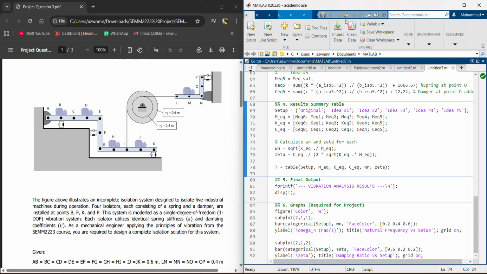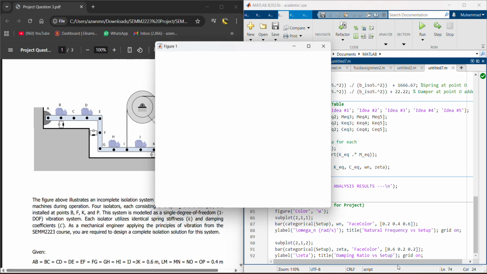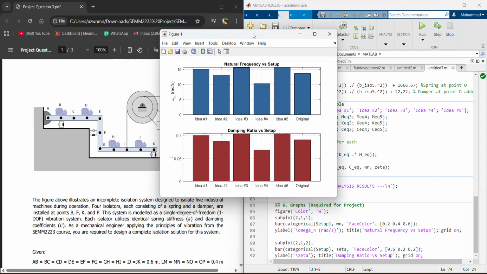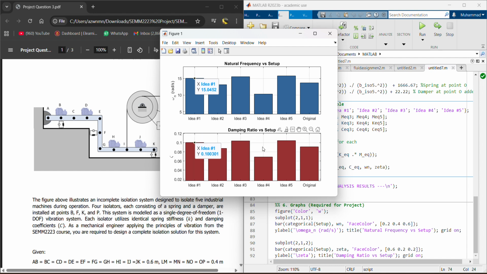So I'm going to run this code. Okay. These are the values. These are the graphs for each idea, where the highest point represents the natural frequency, and on the bottom, the highest point represents the damping ratio.